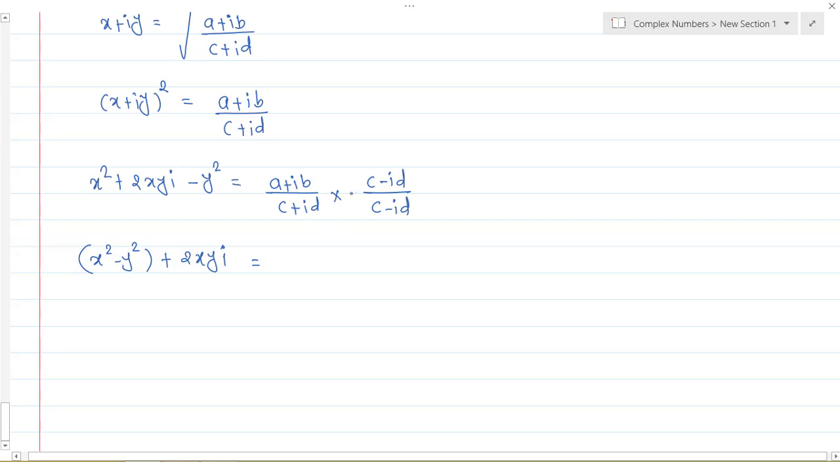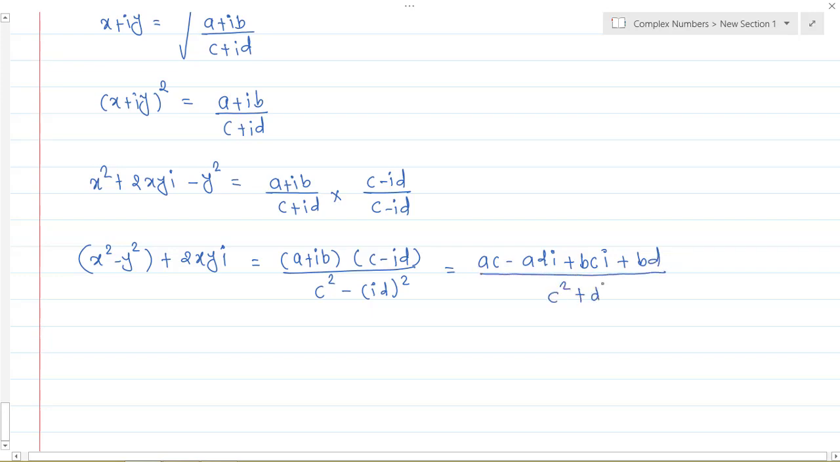It is equal to, now let's see what we get. So this is 1, so it is a plus ib into c minus id, and here we have a plus b and a minus b, so it is equal to c square minus id whole square. If I open these two brackets, I will be getting a into c minus a di, then plus bci, and the last will be i into i, which is minus 1, so minus minus plus of b into d, whole divided by c square plus d square, so minus minus plus 1. So this is equal to ac plus bd. Again, I am taking the real part and the imaginary part separate: ac plus bd plus bc minus ad into i, whole divided by c square plus d square.